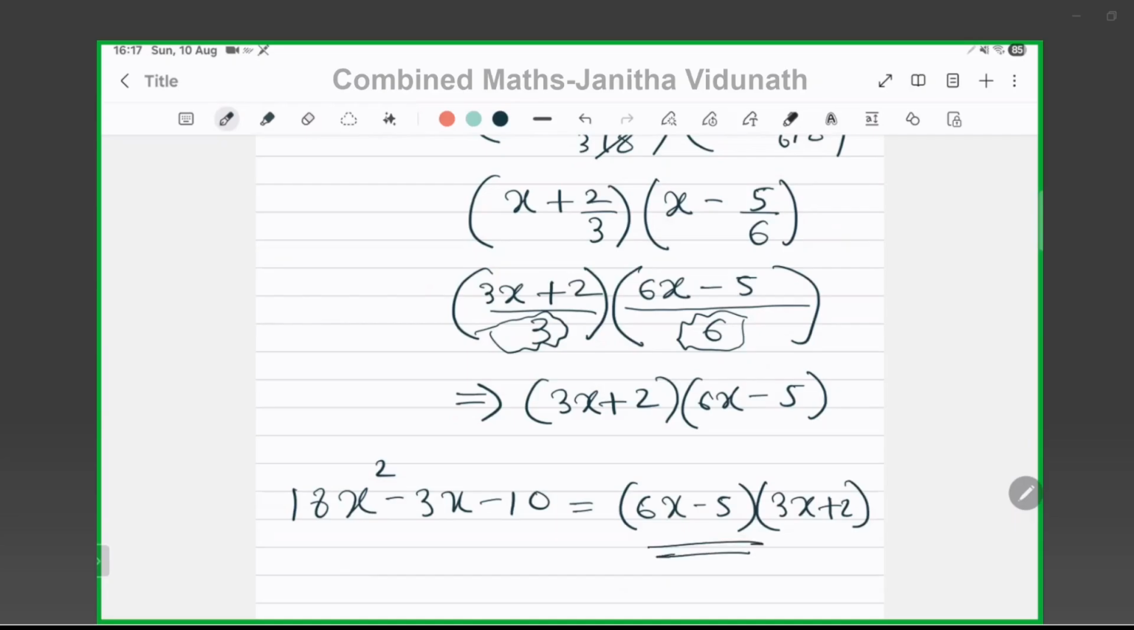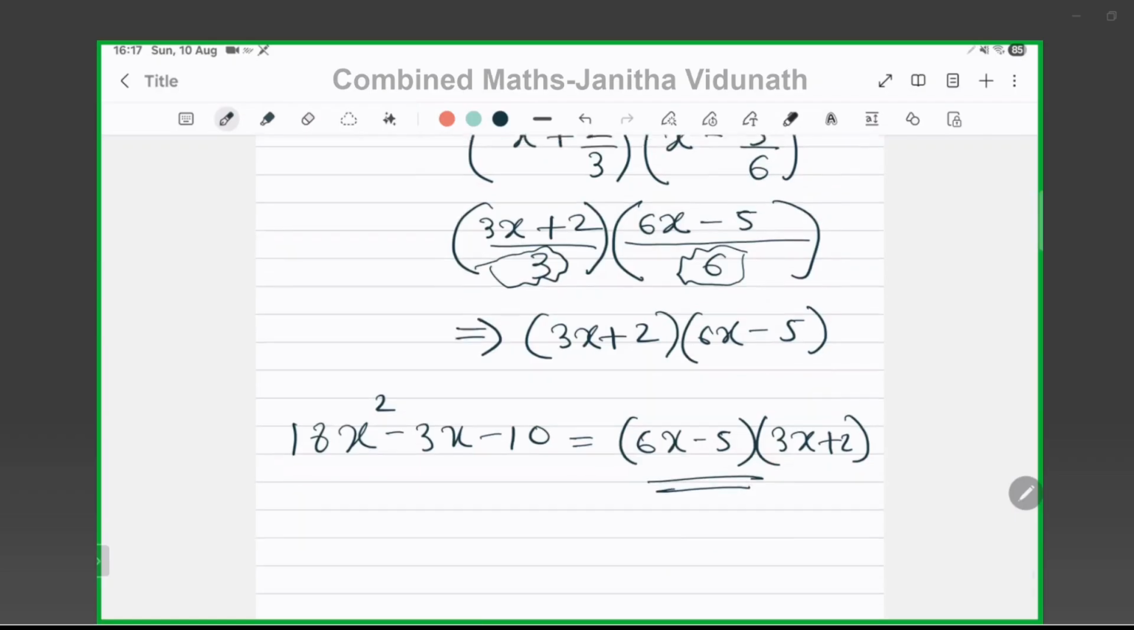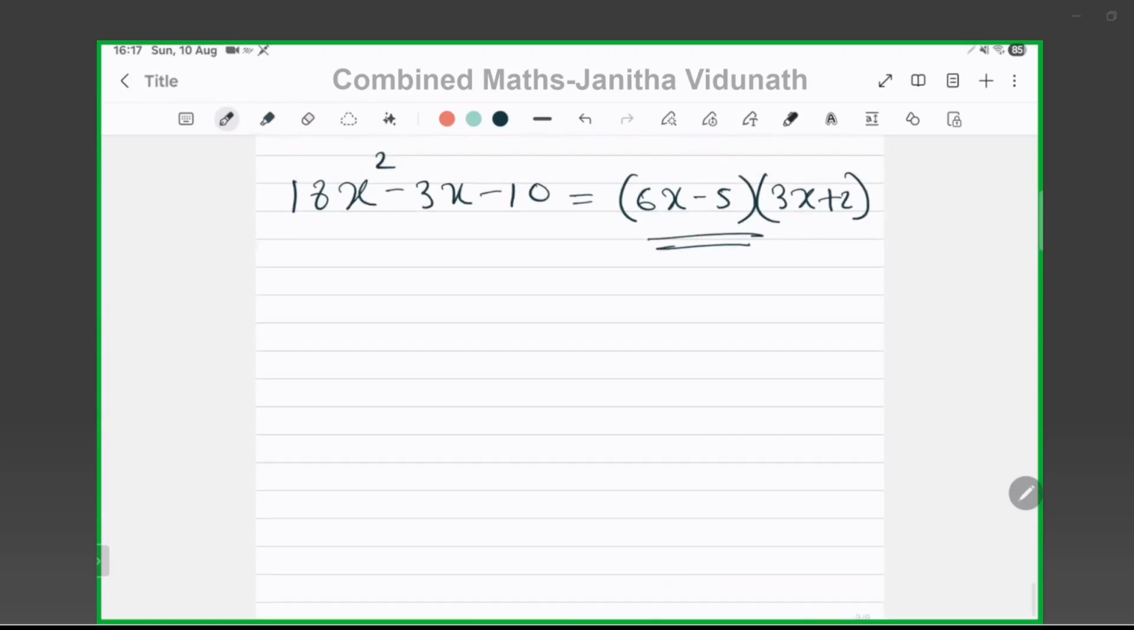Okay, I hope you all understand that. I will give another example, since some students said they didn't understand properly when I first explained it. Try this: 3x square minus 4x minus 4. Try within 2 minutes and send me the answers for this.